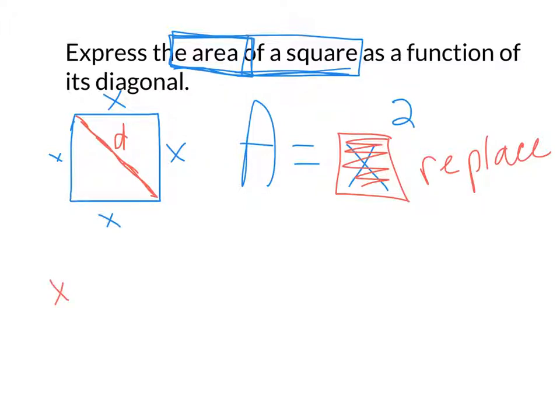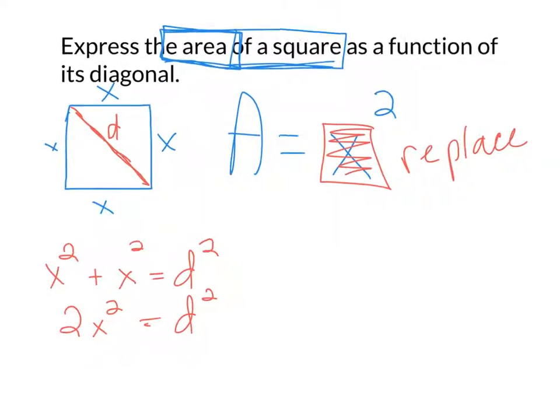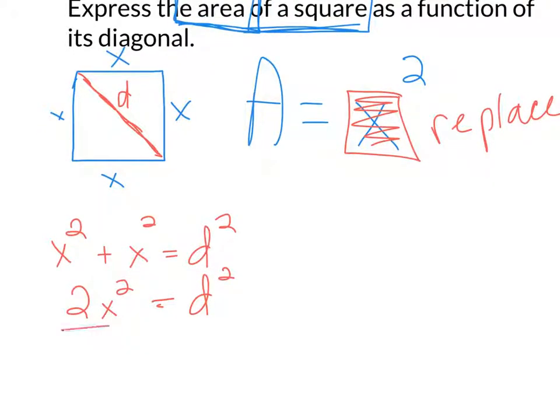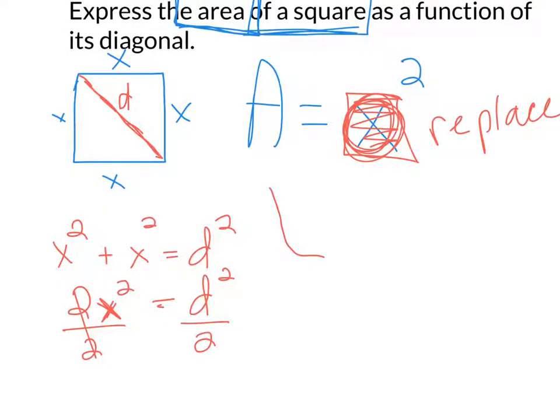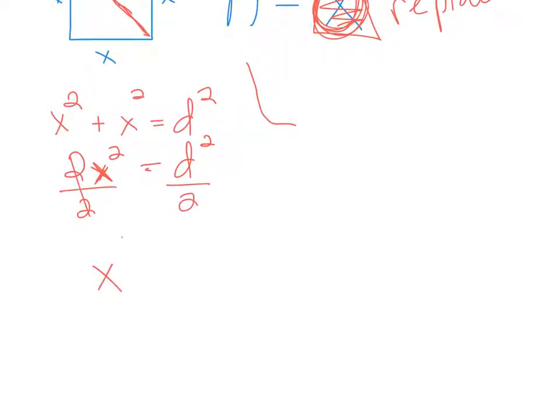Well, according to our buddy Pythagoras, x squared plus x squared equals d squared, the diagonal squared, which is now the hypotenuse of that right triangle. So we can add our two x squareds together, 2x squared equals d squared. And now I need to divide both sides by 2, because I'm solving this equation for x. If I want to replace x up here, I need to solve for x down there. So that means x squared equals d squared divided by 2.